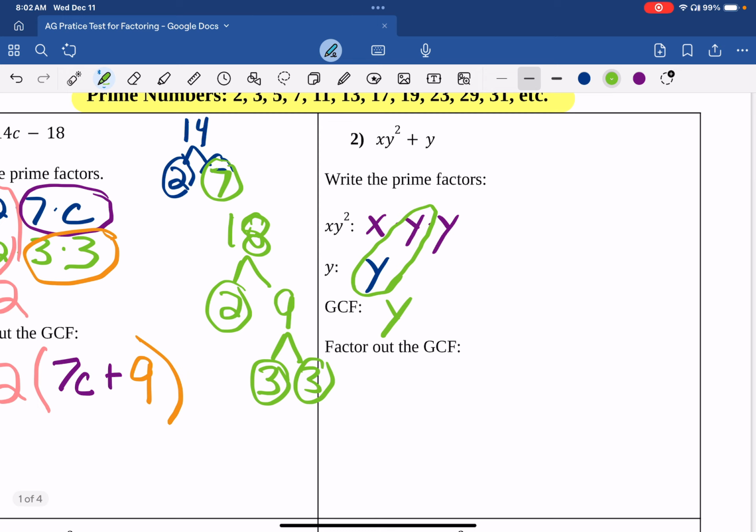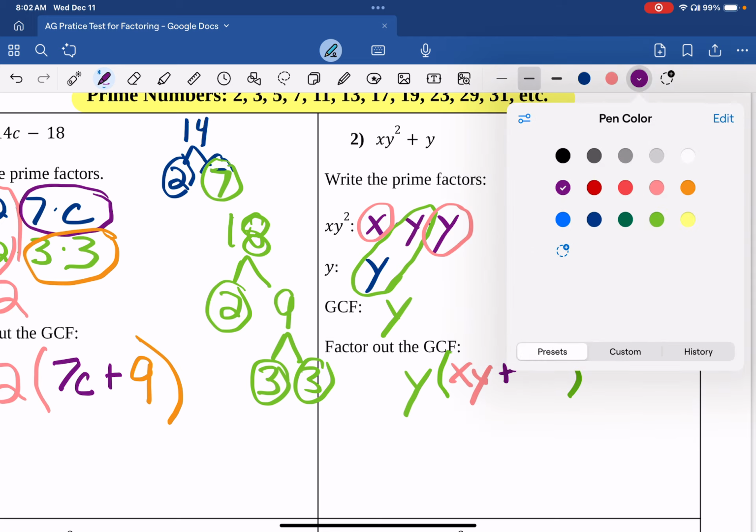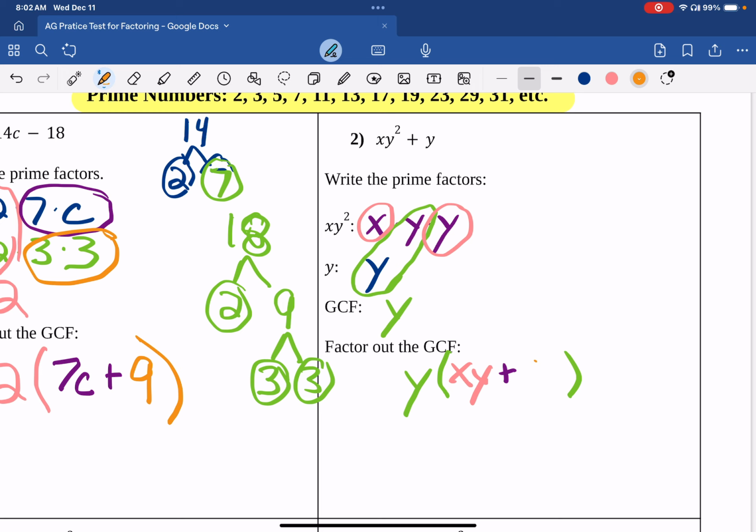The directions say factor out the GCF, so we put the y out front. And then we put the leftovers in parentheses. We have a leftover x and a y from the first part. So we write xy. And in the second part, we don't have any leftovers. We factored out the y from y. So we have to write a 1 there. We don't want to leave it blank. We don't want to change it to a 0, but we do want to put a 1 there as a placeholder, because 1 times y equals y.